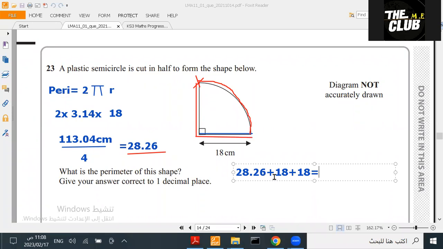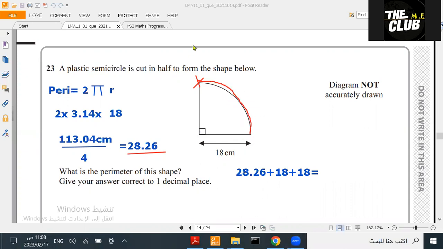Okay, focus on this. Why are we doing the diameter 2 times? This is the radius, and this is a radius. Together they are a diameter. I mean the radius. Why are we doing it twice? Listen, I'm telling you. Look at this.